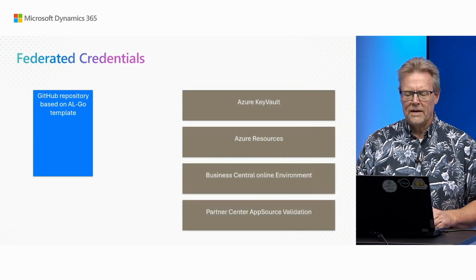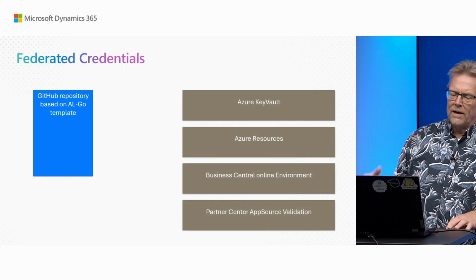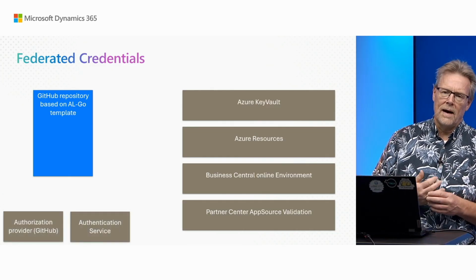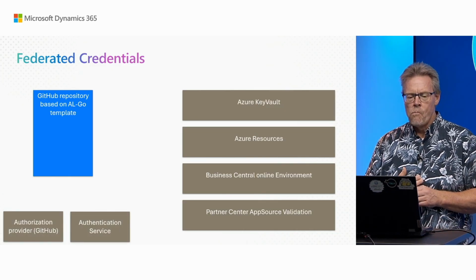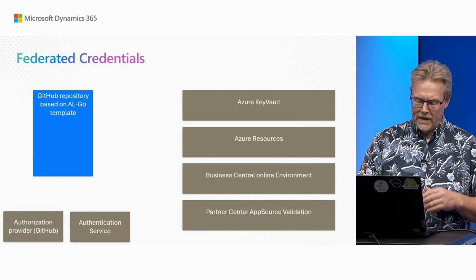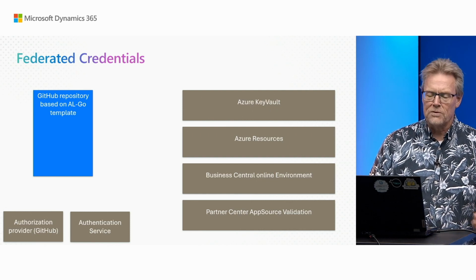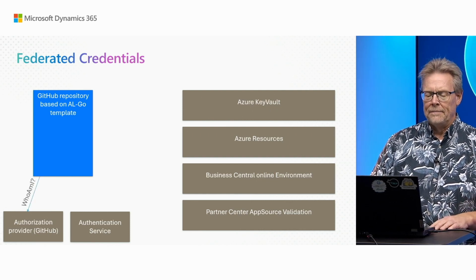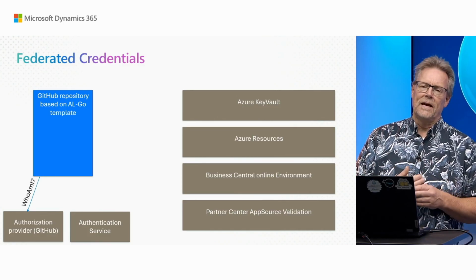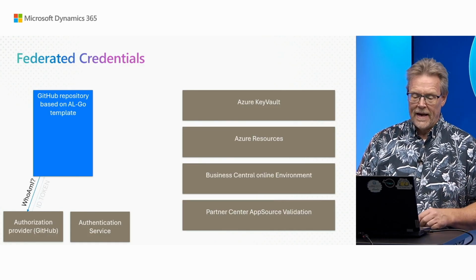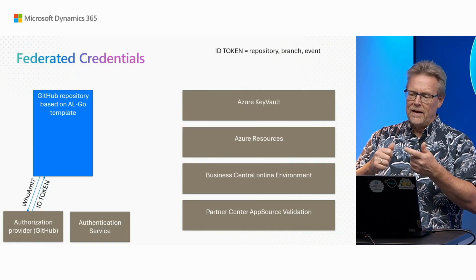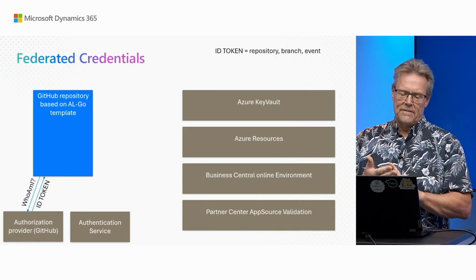How it works is that you have these resources, and on the resources, you can define who is allowed to access them. Now, you have an authentication provider like GitHub, and an authentication service like the OAuth service I talked about earlier. And then GitHub has the ability to ask the authentication provider, who am I? And the authentication provider will return an ID token specifying repository, branch, and event.